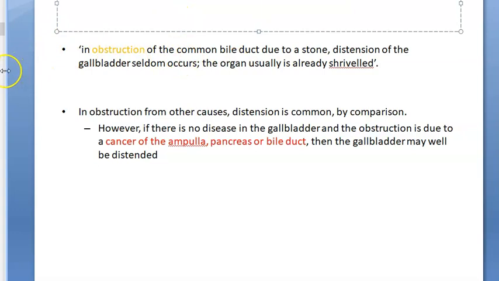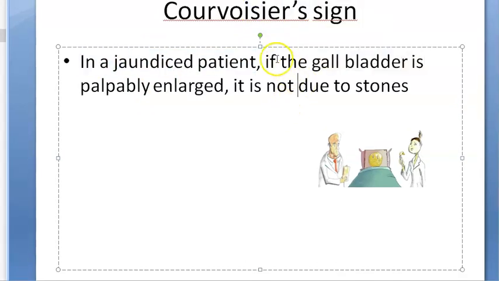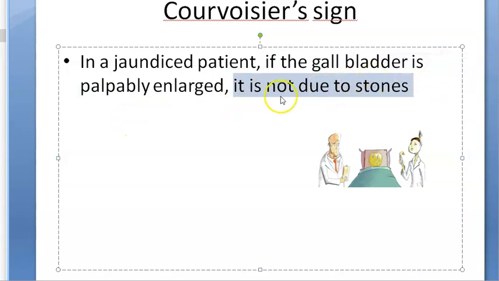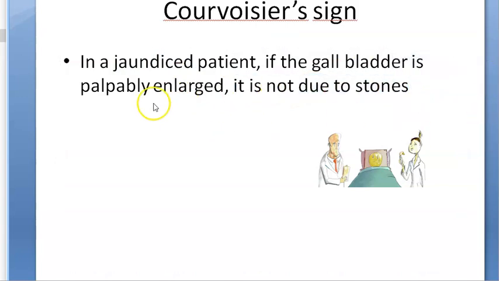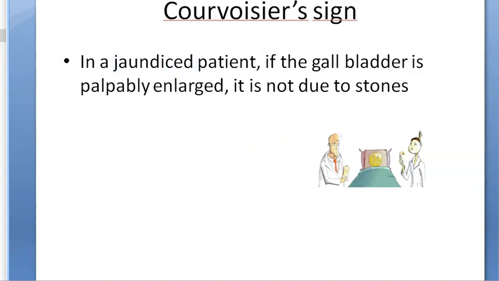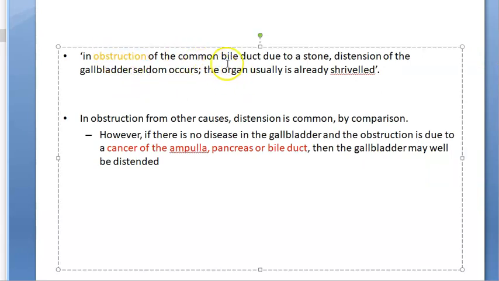So in obstruction, in a jaundiced patient, if the gallbladder is palpably enlarged, then the obstruction is not because of stones. Okay, so the jaundice itself, they are saying, is not because of stones. Whether it's obstructive or whatever, the jaundice definitely is not because of the stones. Okay. So this is the rule. So if there is obstruction because of the stones, then you cannot feel the gallbladder because the gallbladder will already have shriveled, fibrosed, contracted.